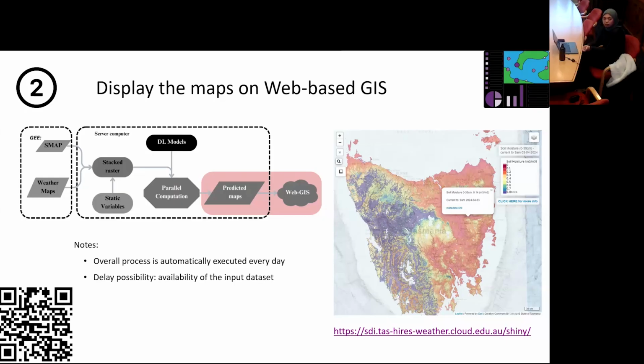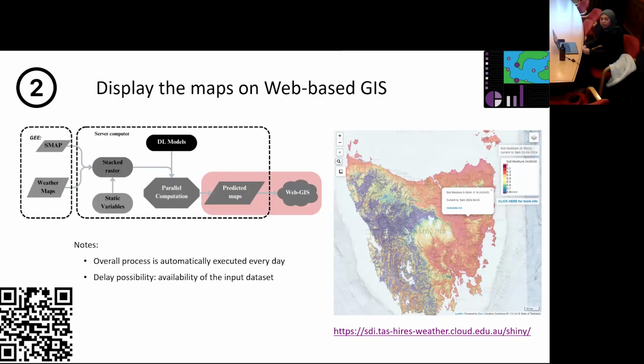and then we stack them together with the static variables, which cover the soil, the land use map, and the elevation as well. On the stacked raster, we employ the deep learning models that we derived before, and we put it into parallel computation to generate the predicted maps. After we get the predicted maps, we have a short script to send them to the WebGIS so that they're available on a website and can be accessed by everyone.